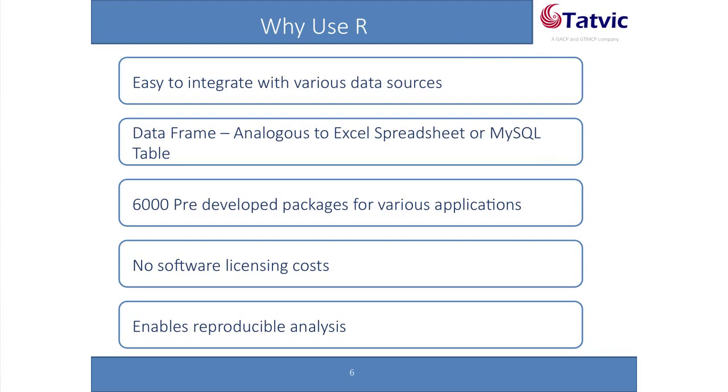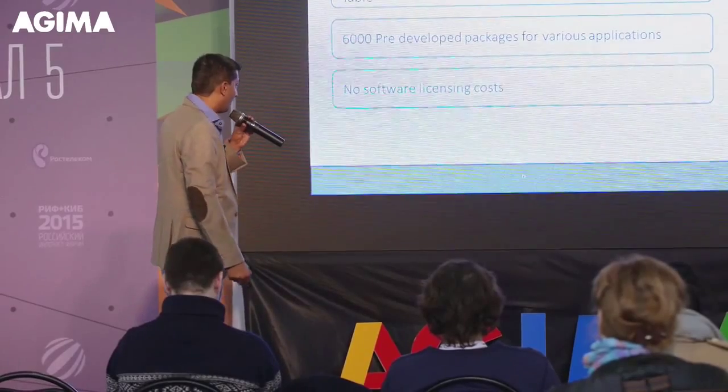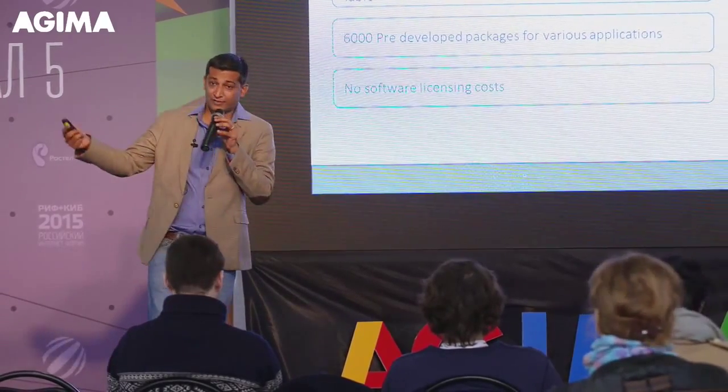There are 6,000 pre-developed packages. So if you want to run an ARIMA model of forecasting, it's already done by someone. You just have to write 5 lines of code and that's it. You can do forecasting. There's no licensing cost, which is probably the most important thing as well. It's a free tool. It's open source. There are people who are contributing to it, and you can also contribute to it if you find it valuable.